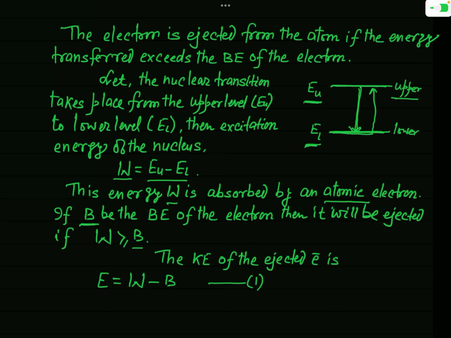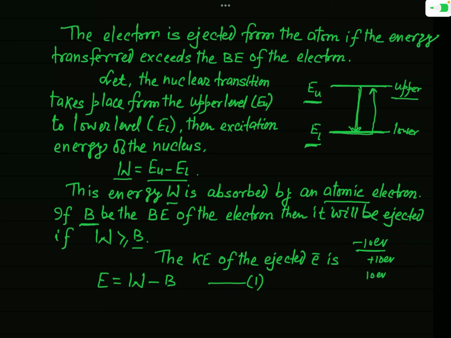Okay, it is obvious. Let us consider that the energy of the electron in the cell is, let us say, minus 10 electron volt. Then the binding energy will be plus 10 electron volt. So if the binding energy of the electron is 10 electron volt, and the electron gains energy from outside equal to just 10 electron volt, then the electron will be ejected, but its kinetic energy will be 0.